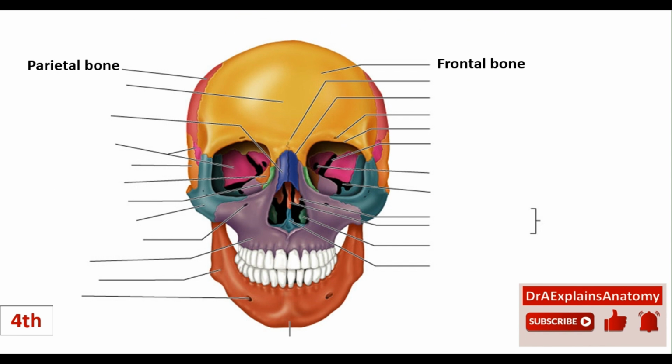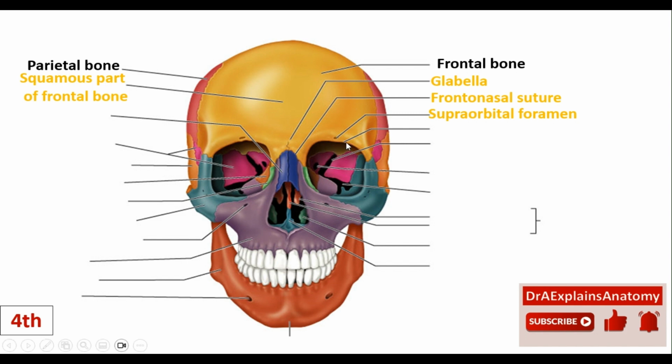Moving to the frontal bone, let's go over its parts. First, this is the glabella. This is the squamous part of frontal bone, right here. This is the frontonasal suture between the frontal bone and the nasal bone. This is the supraorbital foramen, this opening superior to the orbit, that is the orbit. So this is the supraorbital foramen. This margin right here is the supraorbital margin.